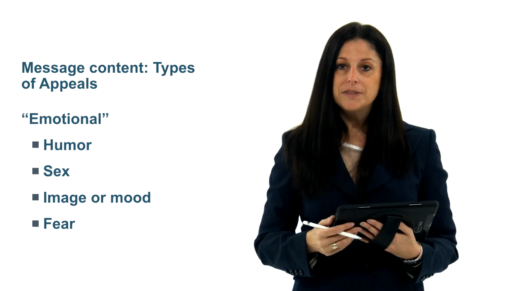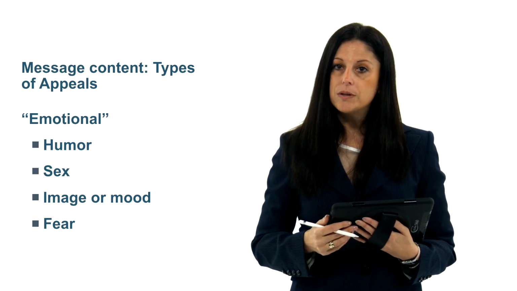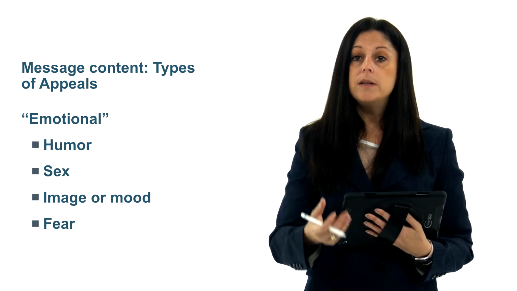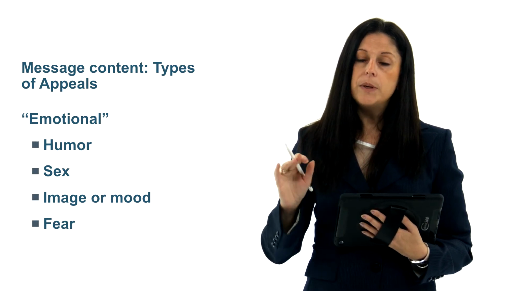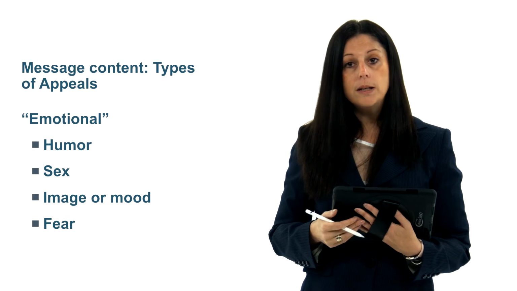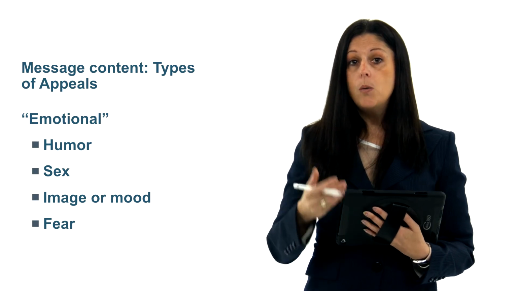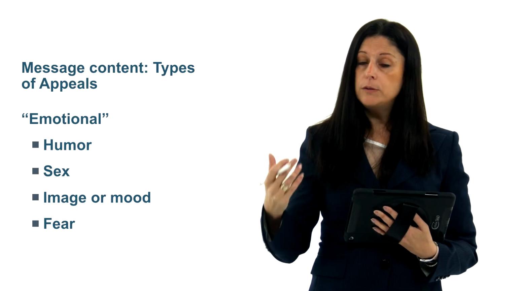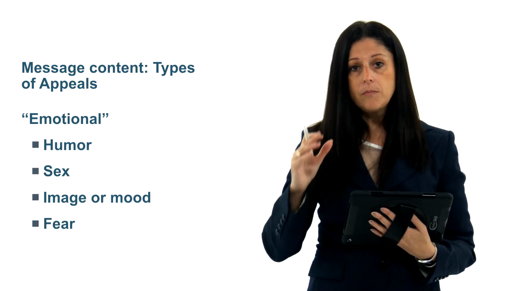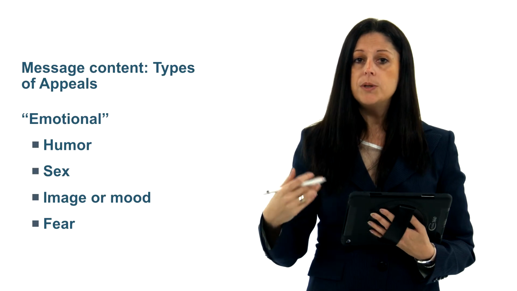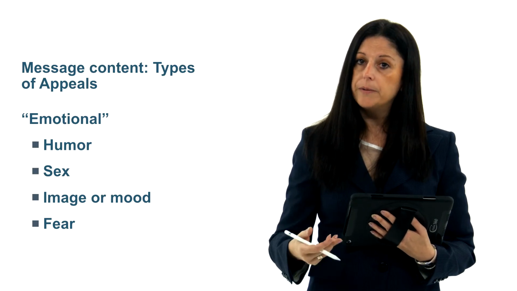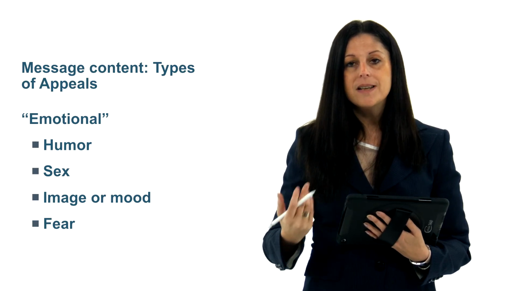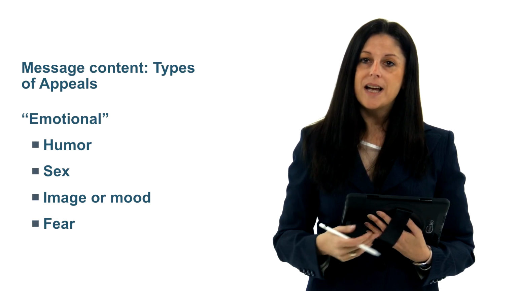The other type that a lot of companies use are emotional. Emotional types will also be used when you want to grab attention and when everybody already knows your product. So a lot of companies in a mature stage will actually use emotional appeals. There are a lot of ways to use emotions, but the big ones are humor, sex, image or mood, and fear.